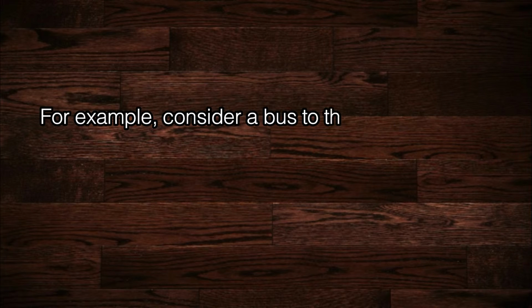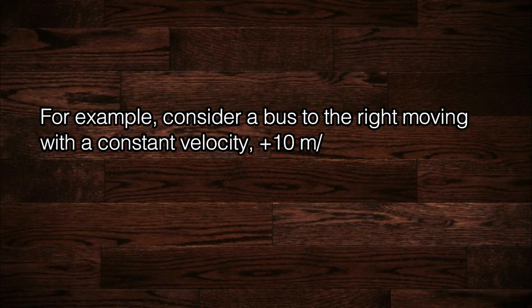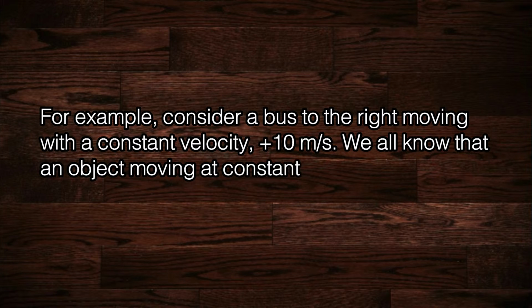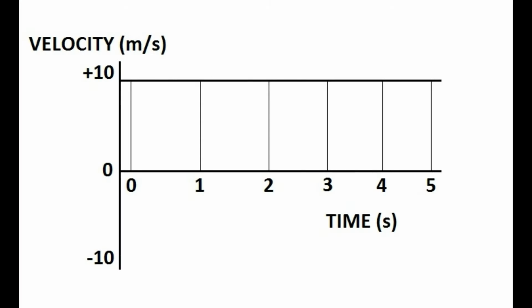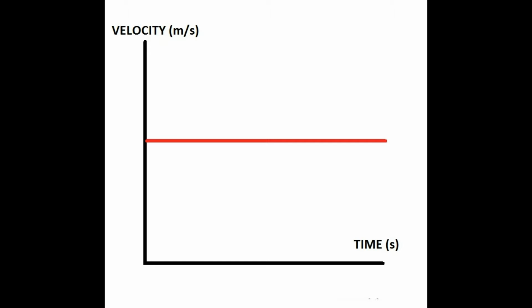For example, consider a bus moving to the right with a constant velocity of 10 meters per second. We all know that an object moving at a constant velocity is an object with zero acceleration. If the bus is at constant velocity, then our graph would be like this. Since it is moving at a constant velocity, it is only a straight line.